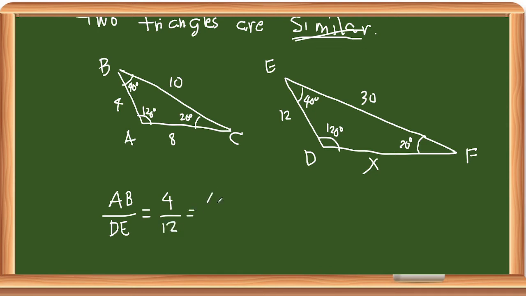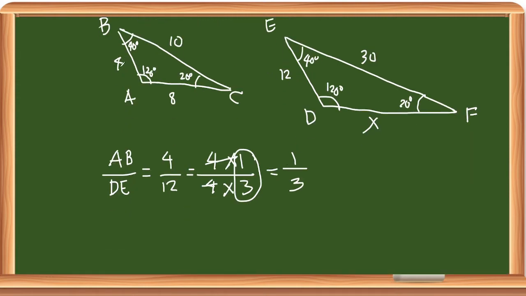Okay, it must be in the lowest term. So 4 can also be expressed as 4 times 1, and 12 can be expressed as 4 times 3. Cancel out 4, so what's left is 1 over 3. So ito yung ratio ng AB over DE. Okay, since this is the common ratio, that means they are proportional.